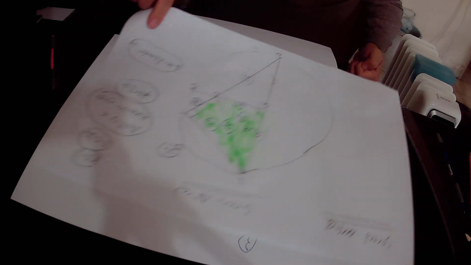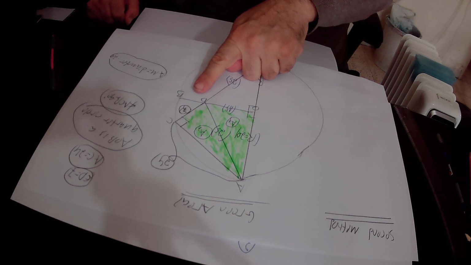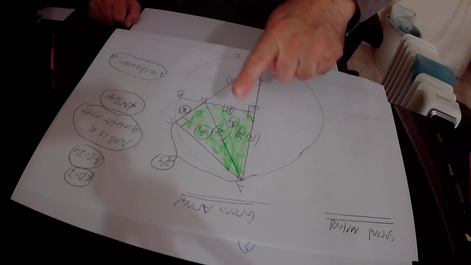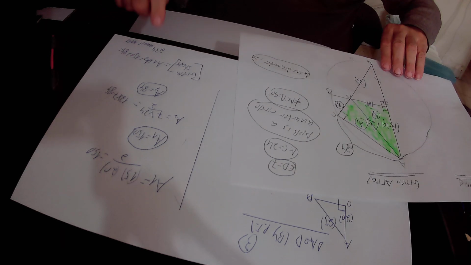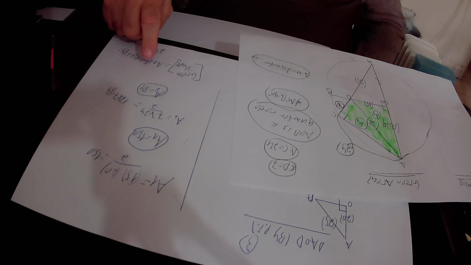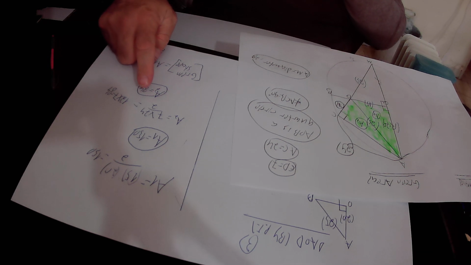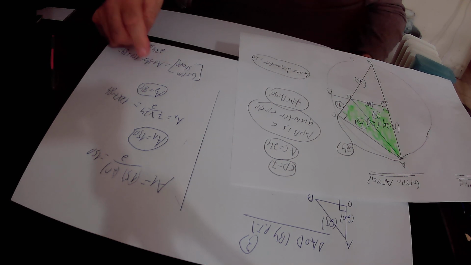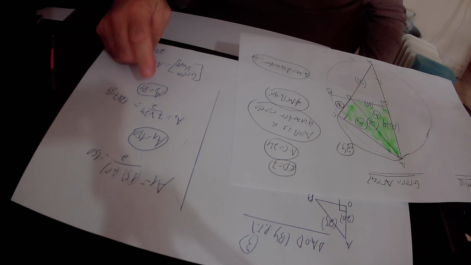Then we found the area of A2. A2 equals the base that is 7 times the height that is AC, that is 24, over 2. So it is 7 times 24 over 2. 24 over 2 is 12. So in total this expression equals 12 times 7, that is 84. In conclusion, A2 equals 84 and A1 equals 150.